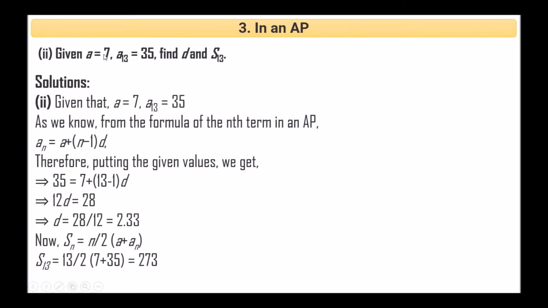Next, a is given 7, a13 is given 35, and we have to find d and S13. So we will put the values in the formula of the nth term in an AP. Therefore, d, that is the common difference, equals 2.33. Then we will put in the Sn formula, and we will get S13 equals 273.